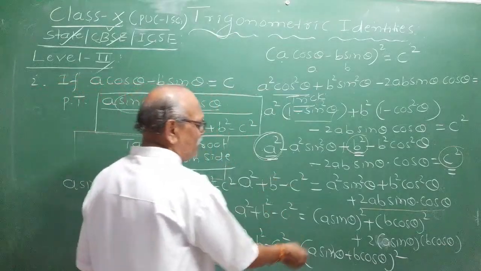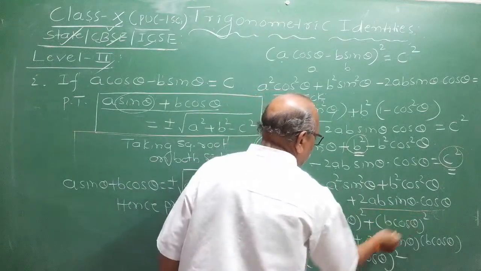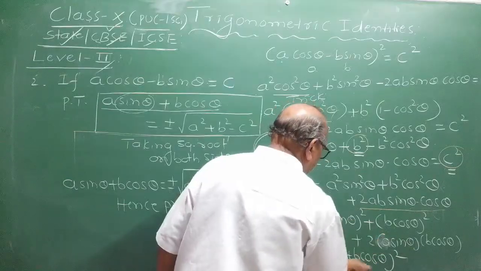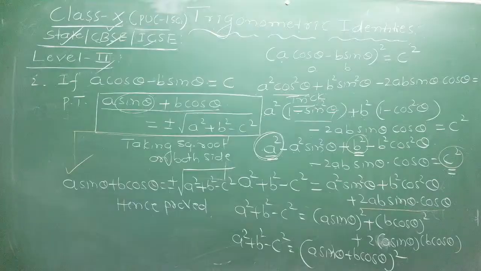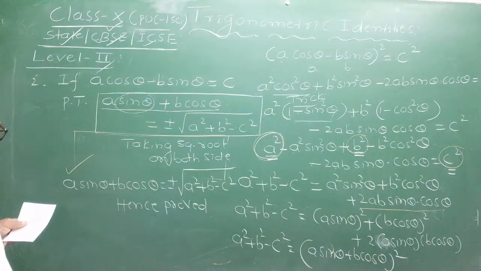Now observe an interesting thing. It is nothing but the expansion of (a sin theta) square, (b cos theta) square, and 2 times ab. A square plus b square plus 2ab is (a plus b) whole square. That's all. You got a sin theta plus b cos theta is equal to plus or minus root of a square plus b square minus c square.